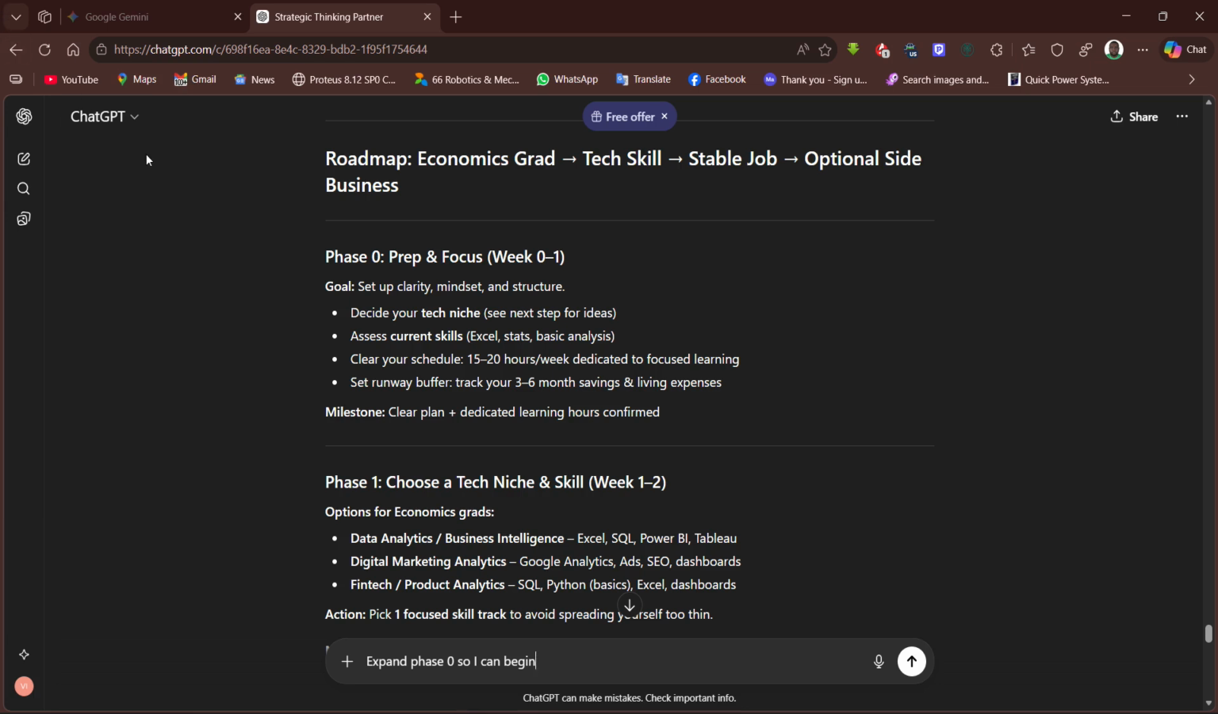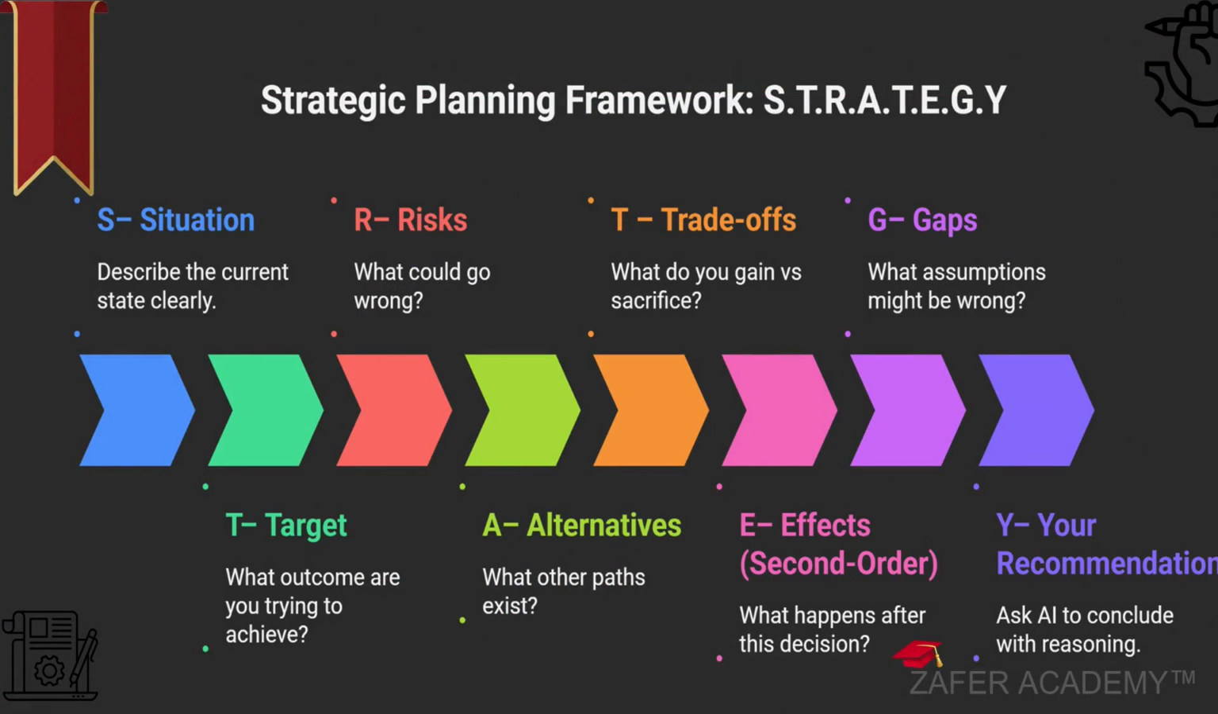Now if I was to actually be the user here, this is likely going to be my next step: to expand phase 0 so that I can actually begin, right? And then have the AI agent help me walk through deciding the tech niche, then assessing my current skills, clearing up my schedule, and doing all of that before moving to phase 2, right? So basically, that's it. We've seen how we can use this strategy framework to employ AI as our strategic thinking partner so that we can weed out weaknesses in our decisions, look at the implications of what we think we want to do, and then based on that, take the right decisions.